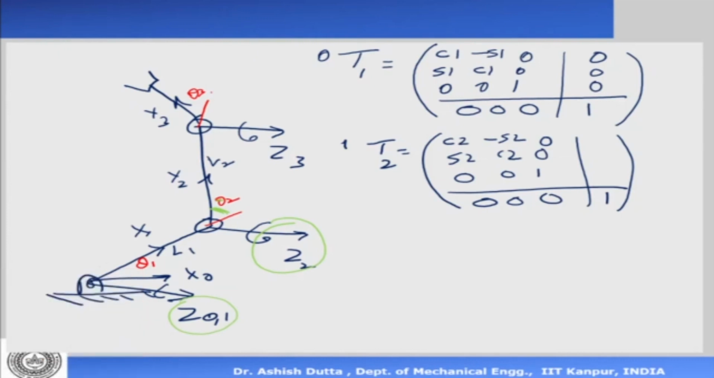The distance between the origins is this distance, and it is along the x-axis. So the distance between the origins is L or L1, and there is no distance in the y and the z direction. So this is how we write the homogeneous transformation matrix.